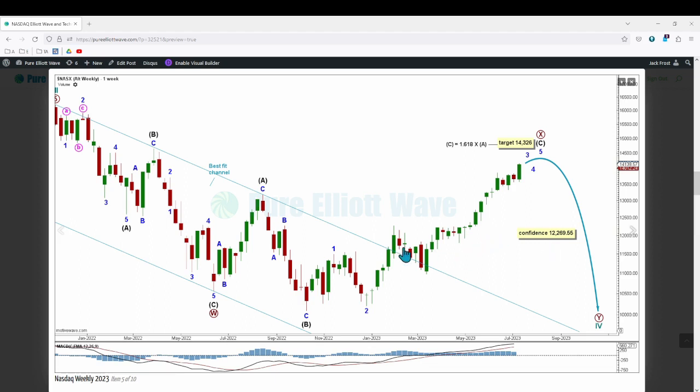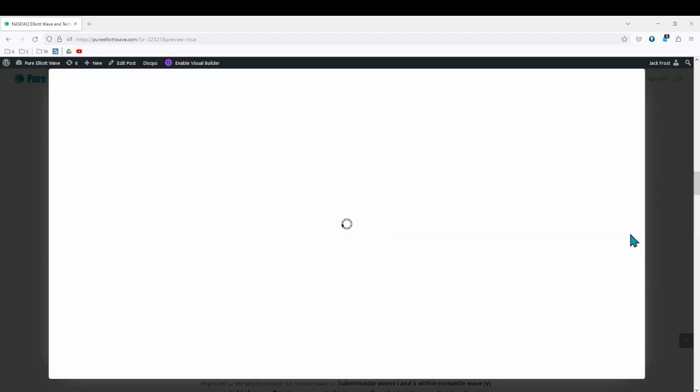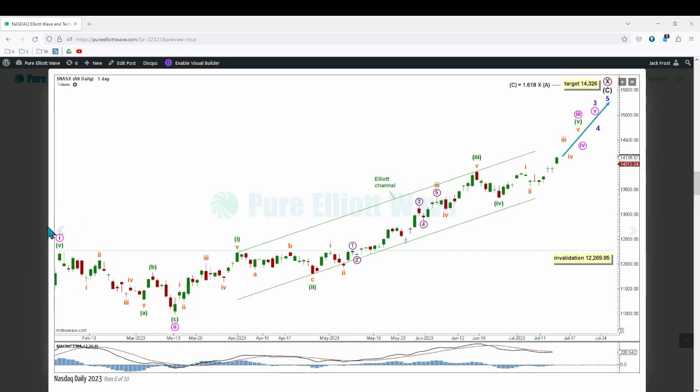And moving on to the alternate daily, this high here, with price now moving up. There is an Elliott channel around minuet waves 1 and 3 within minute wave 3. It is possible that minute wave 3 is over at this last high. If it is over at this high, no part of minute wave 4 may enter minute wave 1 price territory at 12,269.95.